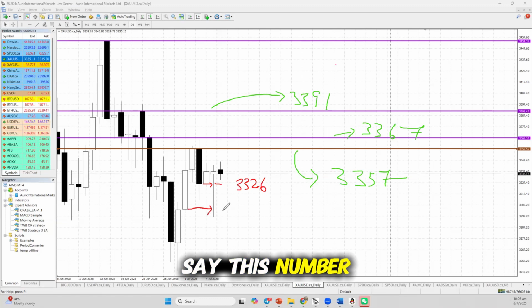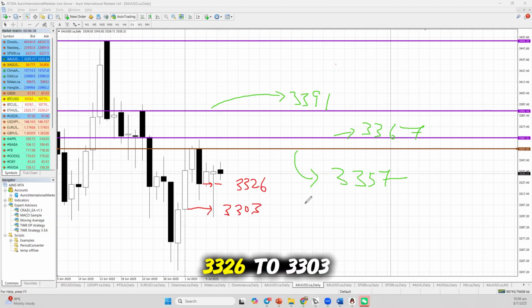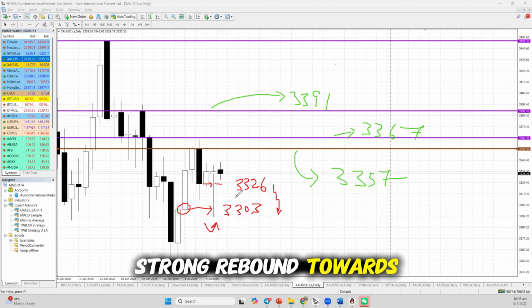3303. Now, when I said this number, everybody was like, huh? So shocking. It's like, 3326 to 3303 is another $23. Wow, that's a lot, right? I said, yeah, it's a lot. But if you look at the chart yesterday, gold really came down from 3326, smashed all the way down to 3303, and then after that staged a strong rebound.